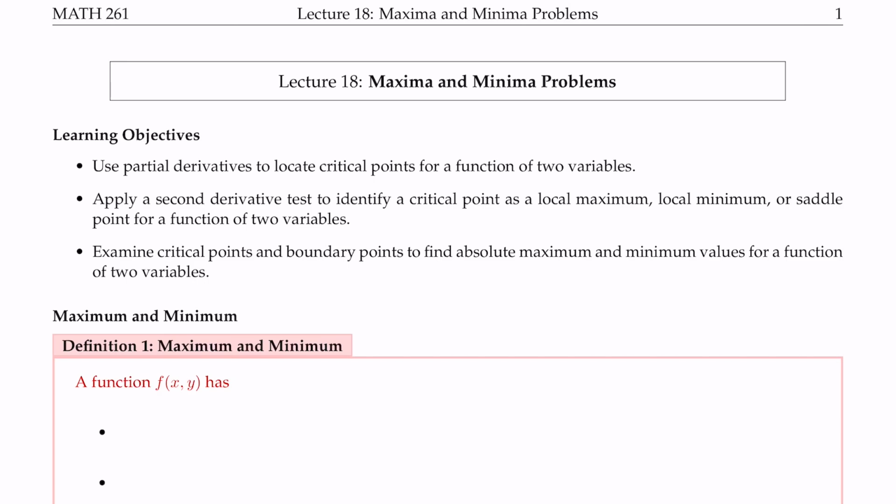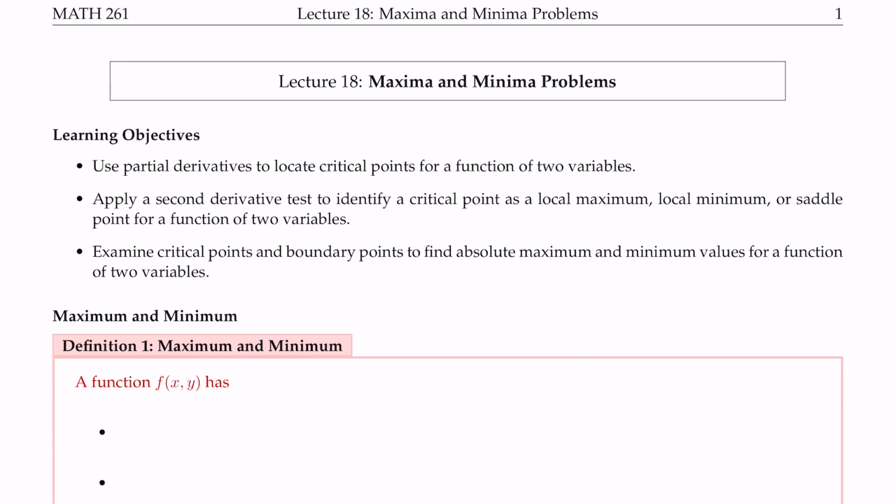Hello everyone, this is lecture 18, maxima and minima problems. In single variable calculus, we show how to use derivatives to find maximum and minimum values of functions of a single variable. When those techniques are extended to functions of two variables, we discover both similarities and differences. So the landscape of a surface is far more complicated than the profile of a curve in the plane.